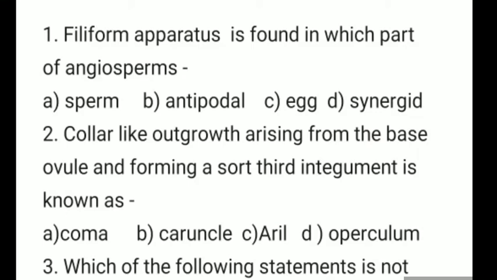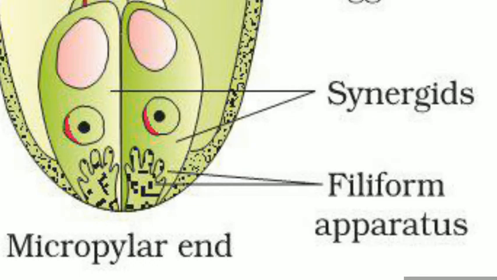Filiform apparatus is found in which part of angiosperm? Option A sperm, B antipodal, C egg, D synergids. Here the answer is option D synergids. The synergids are also essential for pollen tube growth and release of the sperm cells. You look at the diagram. The synergids cell wall forms a highly thickened structure called the filiform apparatus at the micropylar end, consisting of numerous finger-like projections into the synergids cytoplasm.